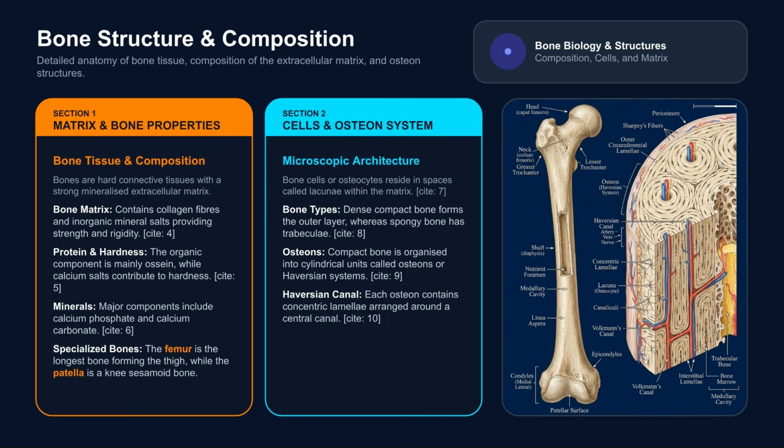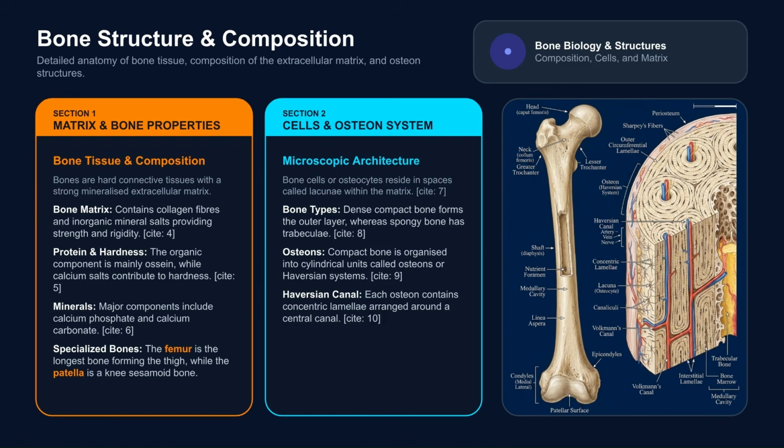The pelvic girdle attaches the lower limbs to the axial skeleton and consists of 2 coxal bones. Each coxal bone is formed by the fusion of the ilium, ischium, and pubis. The lower limb consists of the femur, tibia, fibula, tarsals, metatarsals, and phalanges. The femur is the longest bone of the human body and forms the thigh region. The patella is a sesamoid bone located in front of the knee joint.